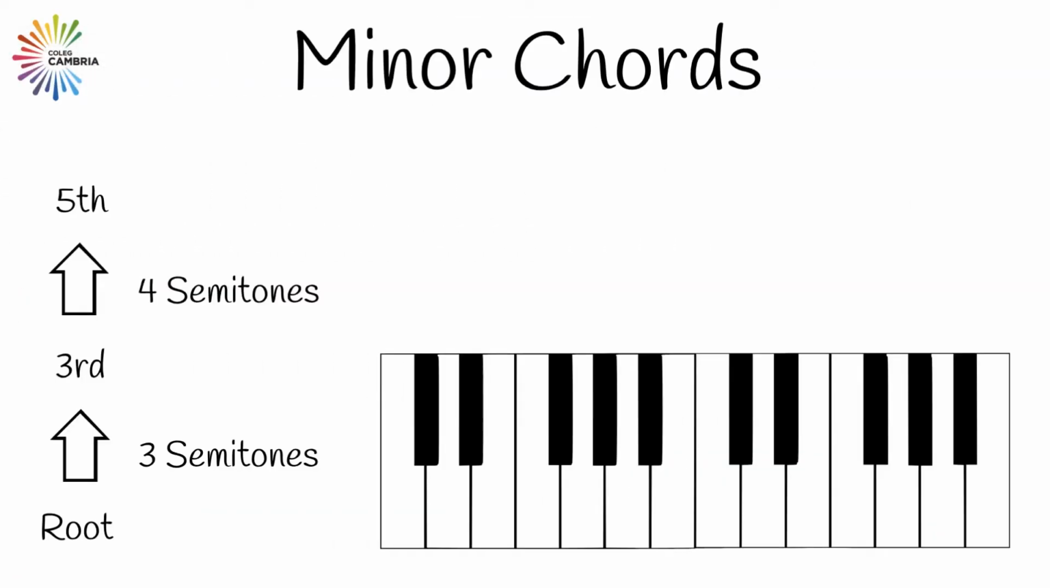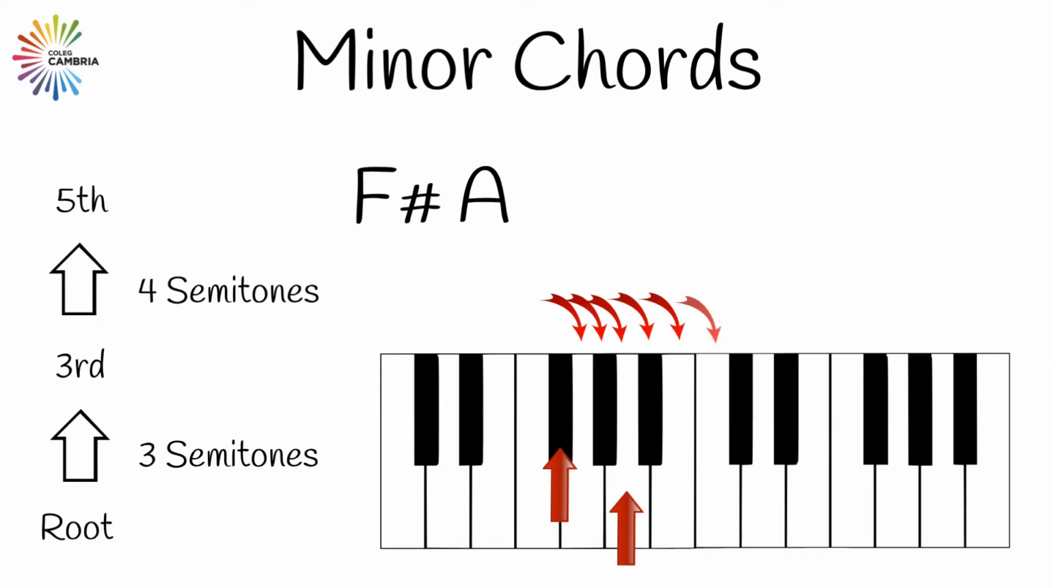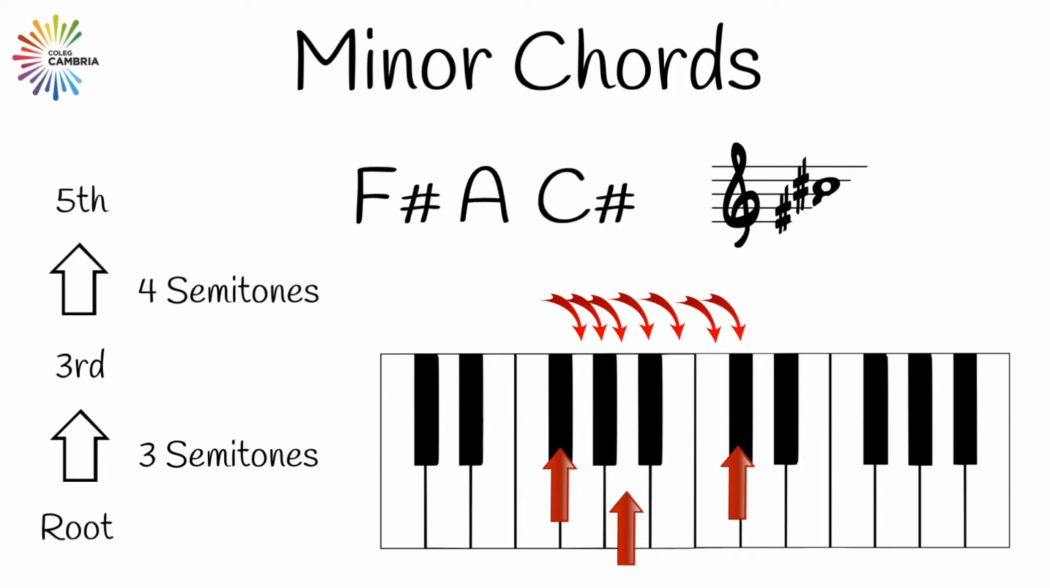So let's work out another minor chord now. We're going to look at an F sharp minor chord. We start on F sharp, count up 3, 1, 2, 3, gets us to A, and then up 4, 1, 2, 3, 4, gets us to C sharp. So an F sharp minor chord is F sharp, A and C sharp.